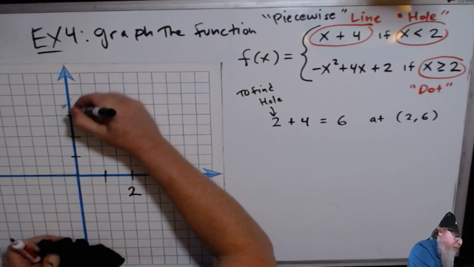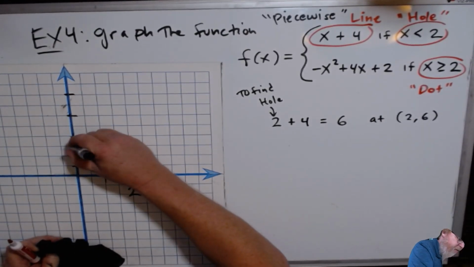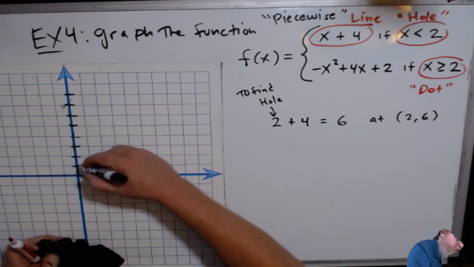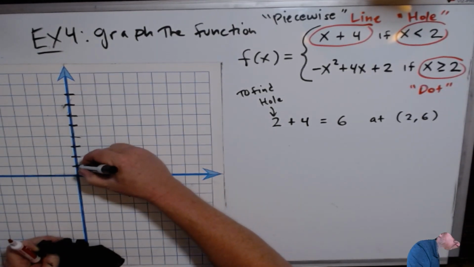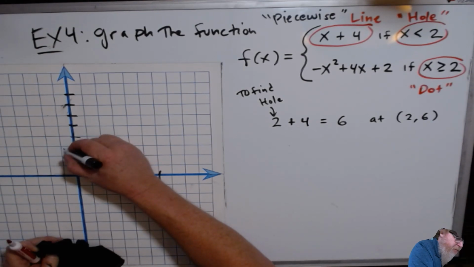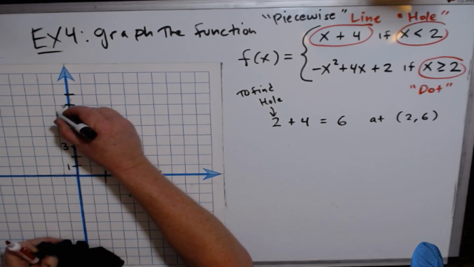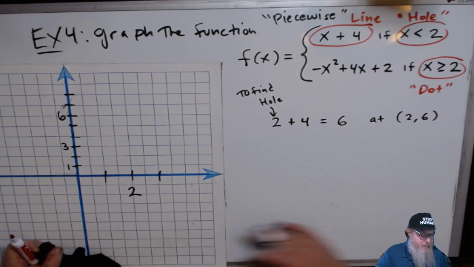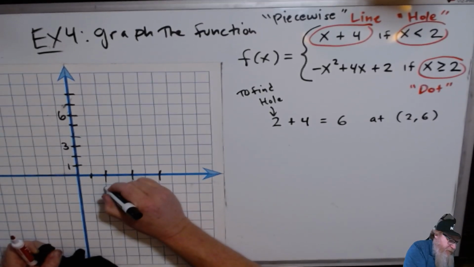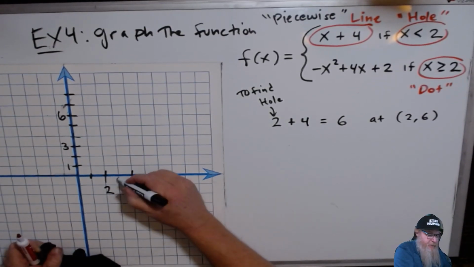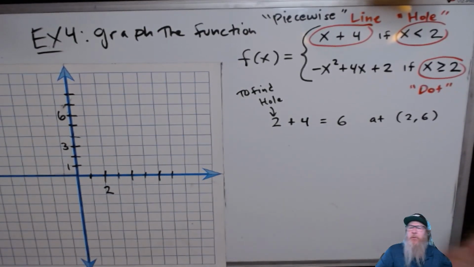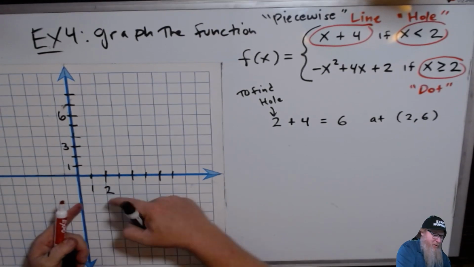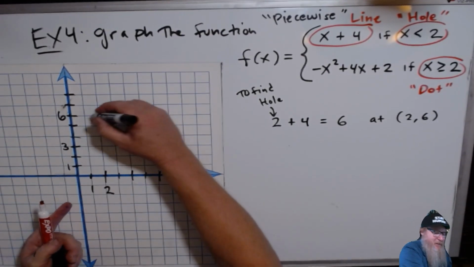1, 2, 3, 4. I'm not going to make it to 6, so we're going to have to use a stretched out scale or a compressed scale. I changed my mind. If you're taking notes, just back up a little bit. I'm compressing my scale so that 2 is here and 6 is here.